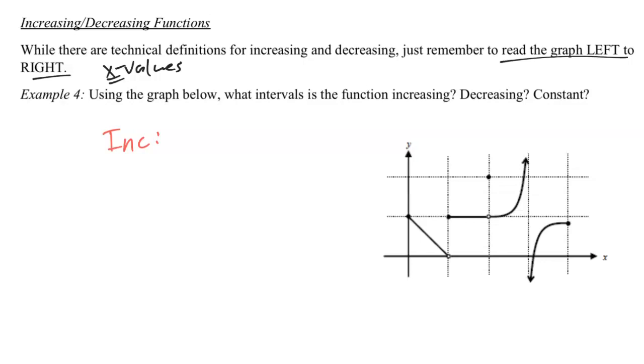So starting at x equals 0, we are here at this point, and the graph starts by going down. So this is actually going to be an interval of decreasing. Why don't we just go ahead and write that?